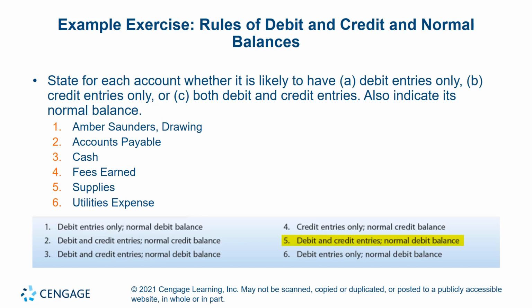Number 6, utilities expense. Utilities expense is a normal debit balance, increasing on the debit side. And expenses only have debit entries. Debits increase the account balance. When there are activities that have expenses, we record it to the debit side. And we continue to record it to the debit side, so it builds up and increases. The account wouldn't have any activities that credit the account balance, right? So it's debit entries only.